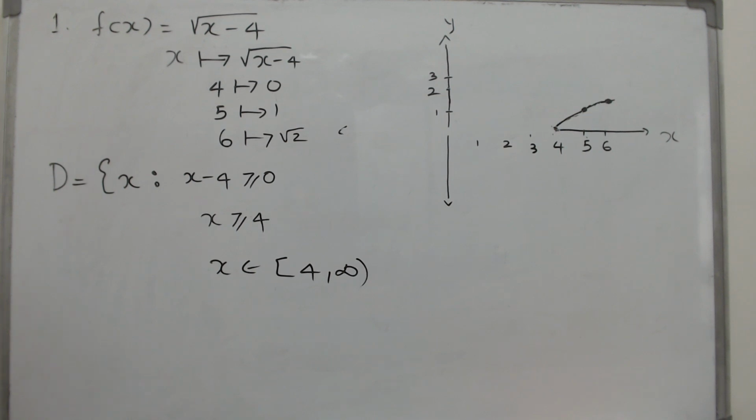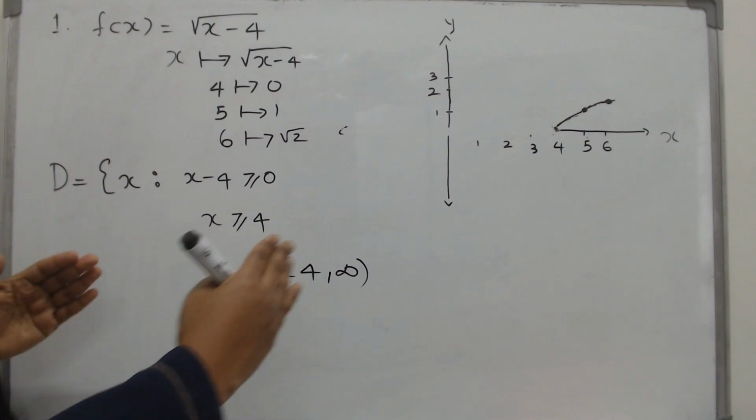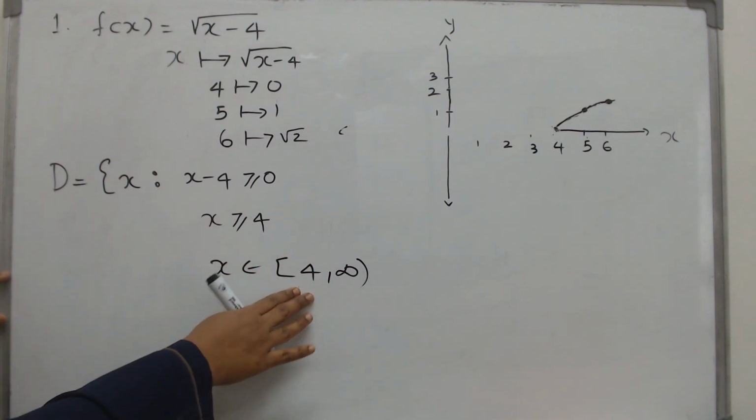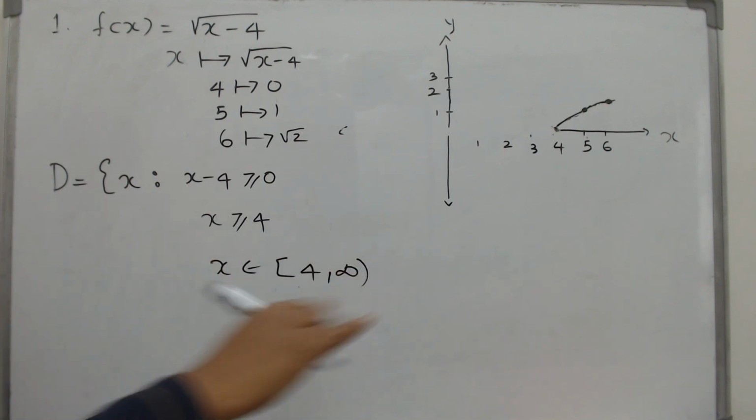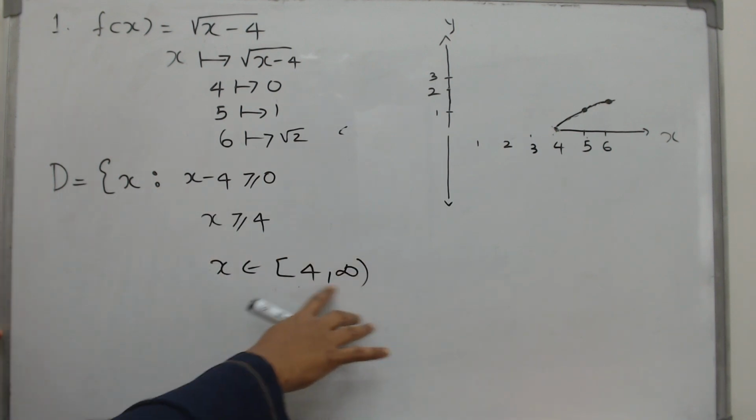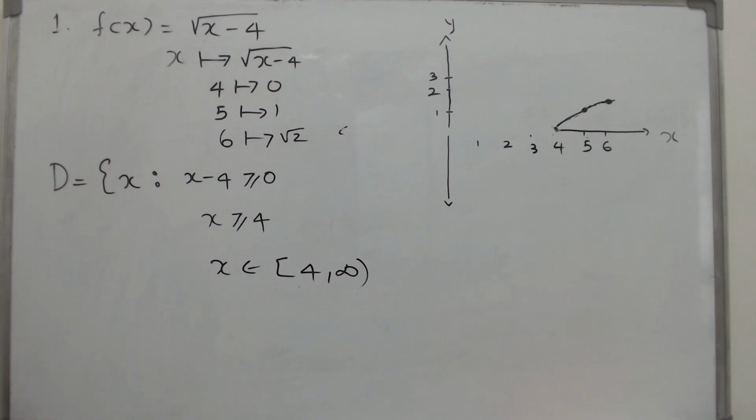Both of them mean the same thing. Both of them mean that your x has a lower limit. It stops at 4. It cannot go below 4. It can go above 4 as much as you want, up till infinity. You are free to choose whatever number you want.